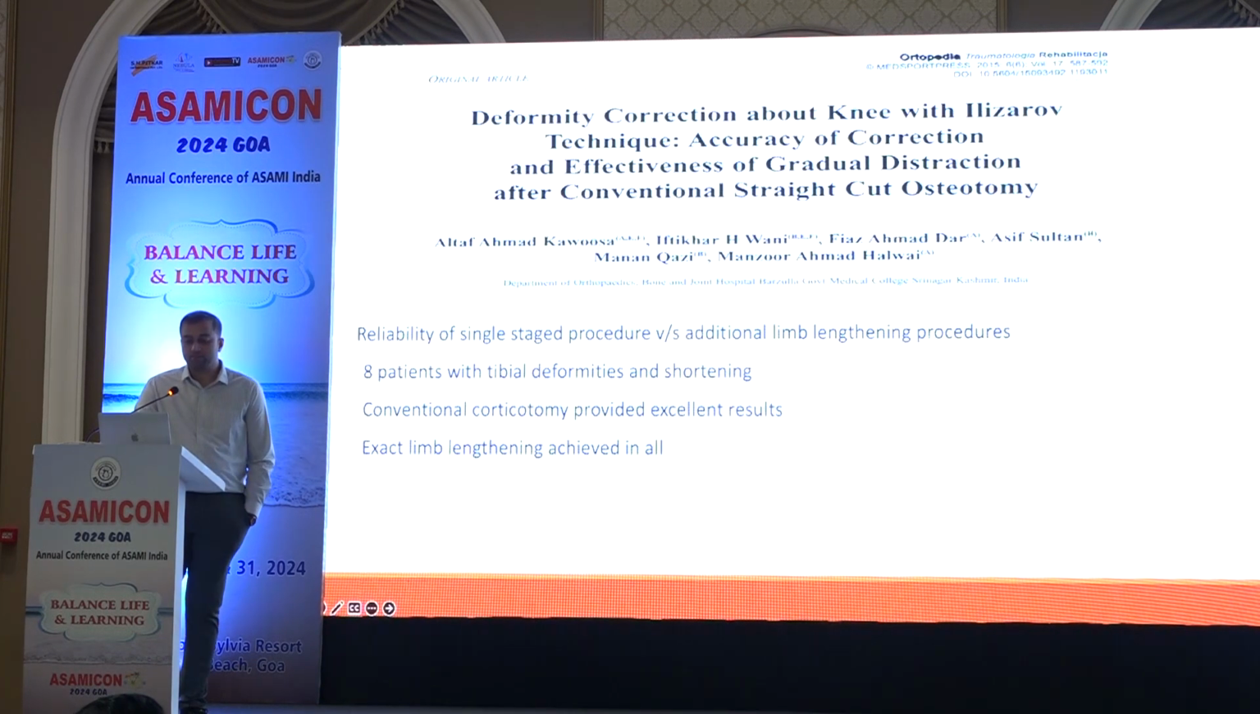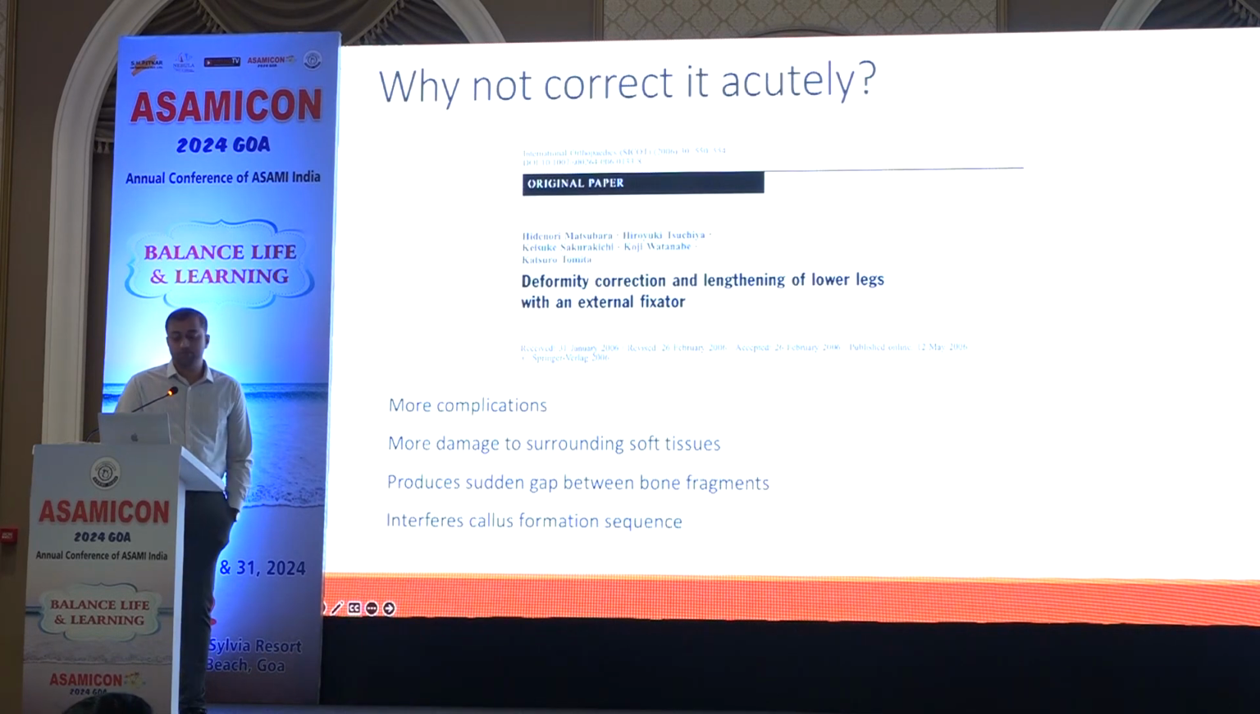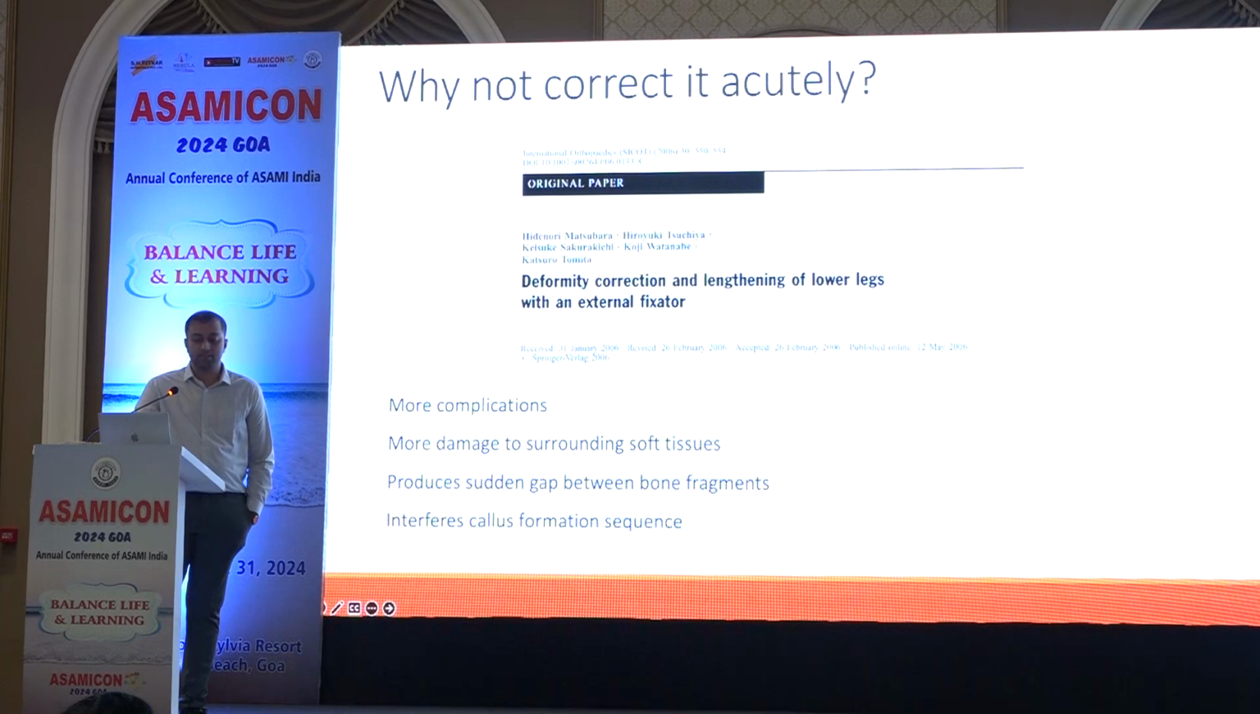So why should we correct the deformity acutely or chronically, or why should we do it as a single stage? There was a study done by Kawasa in which he studied 8 patients. In all 8 patients undergoing single level surgery and additional procedures, the results were nearly equal. Then why should we do it gradually and not acutely? Because there was a study of 34 patients, in which they concluded that if we do acute correction, there is more damage to the surrounding soft tissues, and it also produces a sudden gap between the bony fragments, which interferes with callus formation.